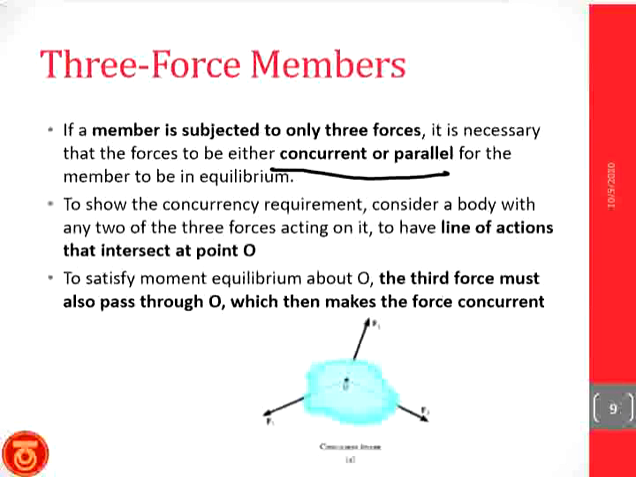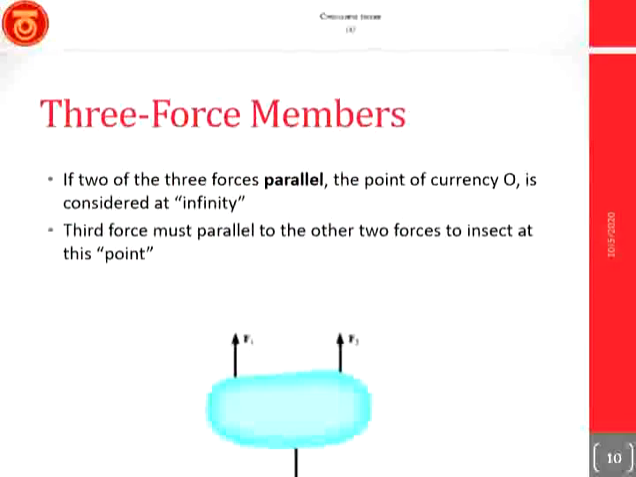So to show the concurrency requirement, consider a body with any two of these three forces acting on it. So we have three forces here, and all of these forces intersect at O. So to satisfy moment equilibrium about O, the third force must also pass through O, which then makes the forces concurrent. So all three forces are concurrent forces.